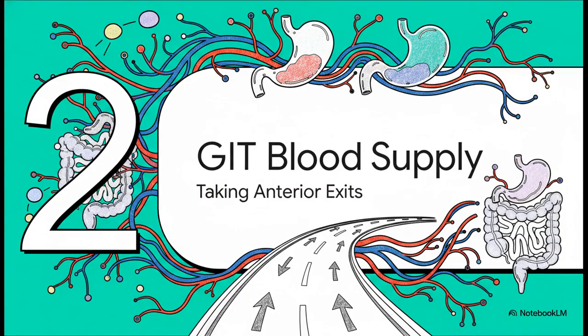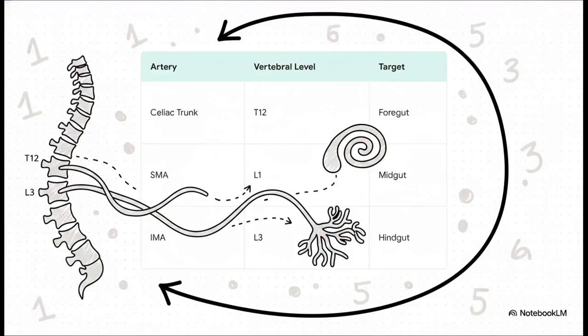Moving on to Section 2, blood supply of the gastrointestinal tract. We're taking those anterior exits. Seriously, if you take away just one memorization aid from this entire explainer, make it this rule of odd numbers for the gut's blood supply. The three main arteries supplying the gastrointestinal tract emerge at very specific vertebral levels. The celiac trunk for the foregut emerges at T12.